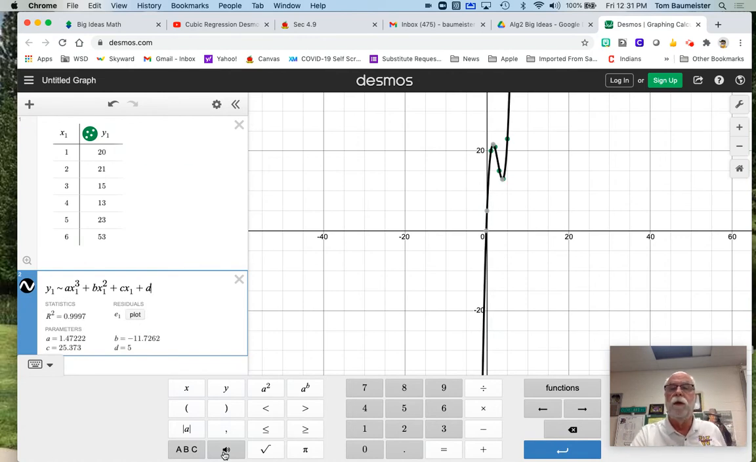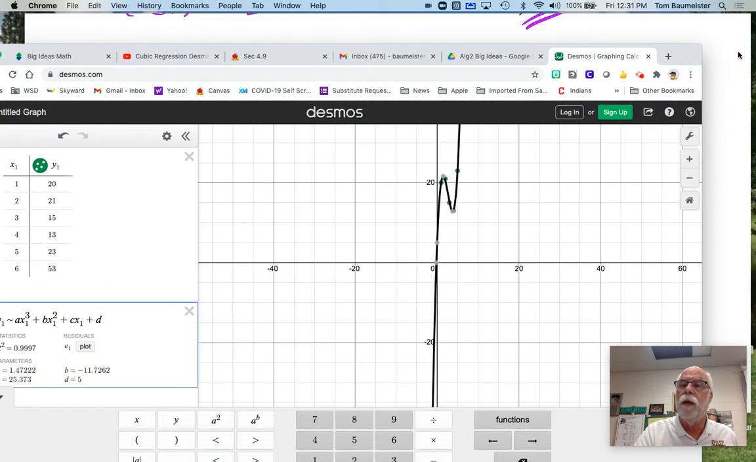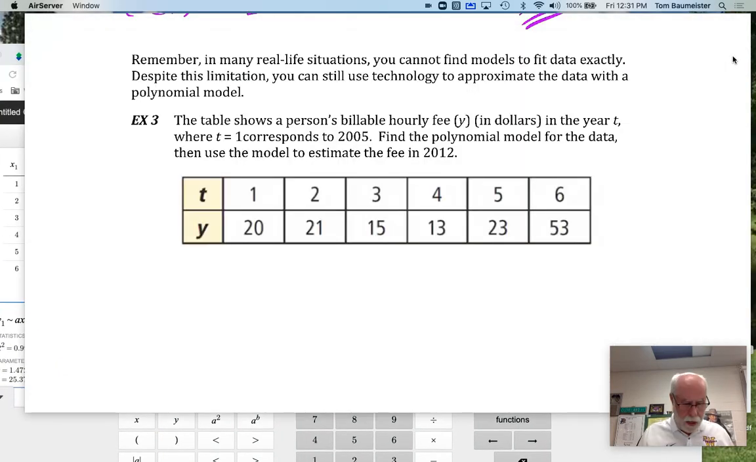All right, so now notice how it does fit the data pretty well there. Again, the closer it is to 1, the better. So it's 0.9997, or 99% of the data is going to be on that graph. So again, kind of look at what we have there, and you might want to write it down. All right, so now we're going to go back, and I'm going to write it down now.